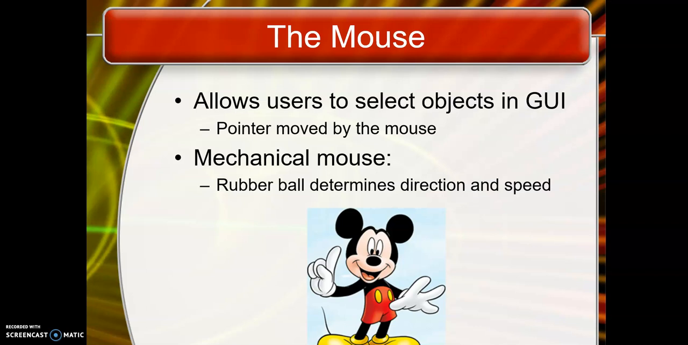Mouse. Okay, don't confuse yourself with Mickey Mouse. This mouse is an electronic device. It allows users to select objects in the GUI, which stands for graphical user interface, and it moves the pointer in the GUI. Normally mechanical mice were used, which had a rubber ball that determines the direction and its speed.